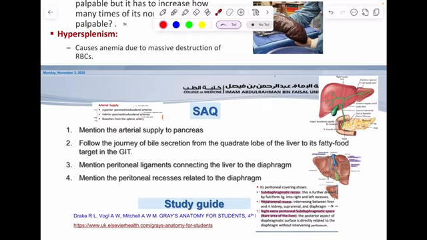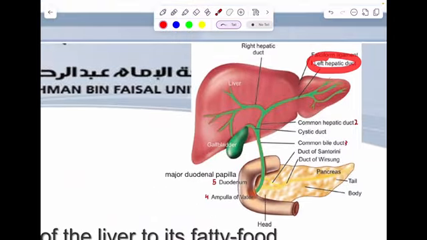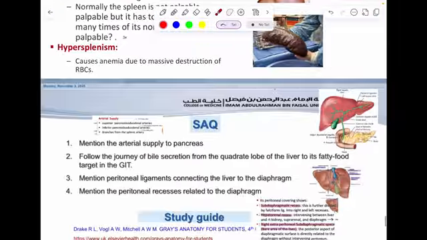But then follow the journey of bile secretion from the quadrate lobe of the liver to its fatty food target in the GIT. As we mentioned, quadrate is going to be functionally left. So it's going to go through the left hepatic duct, then the common hepatic duct, that is going to go through the gallbladder, and then the common bile duct, and then it's going to go through the ampulla of Vater, and finally it's going to enter the duodenum at the major duodenal papilla.